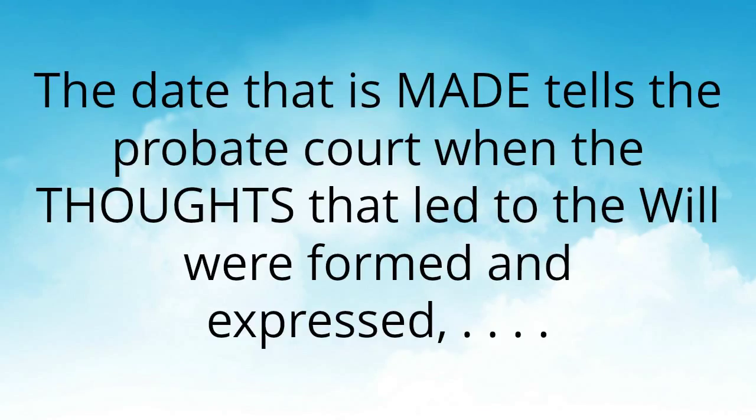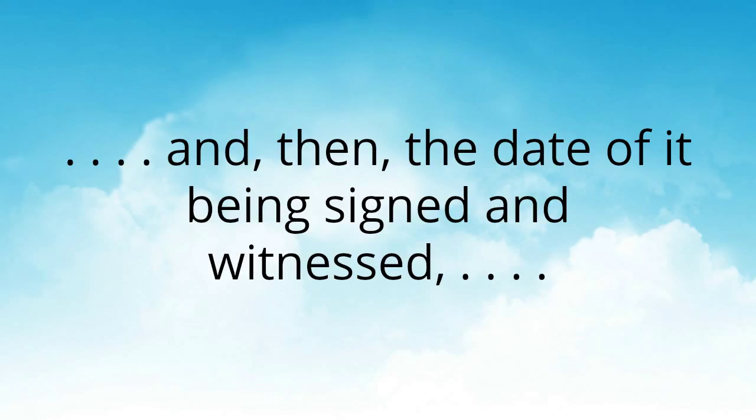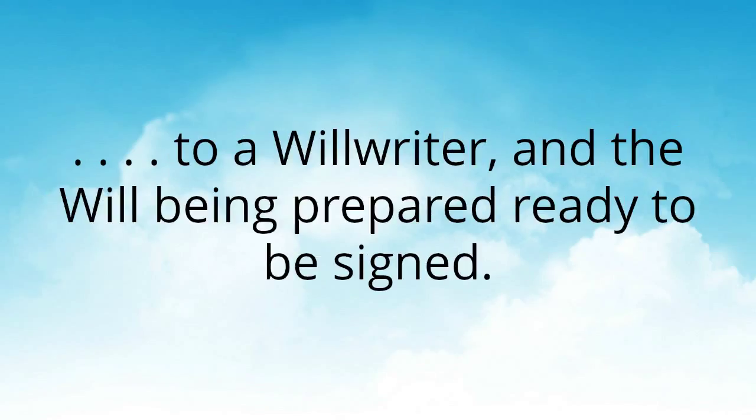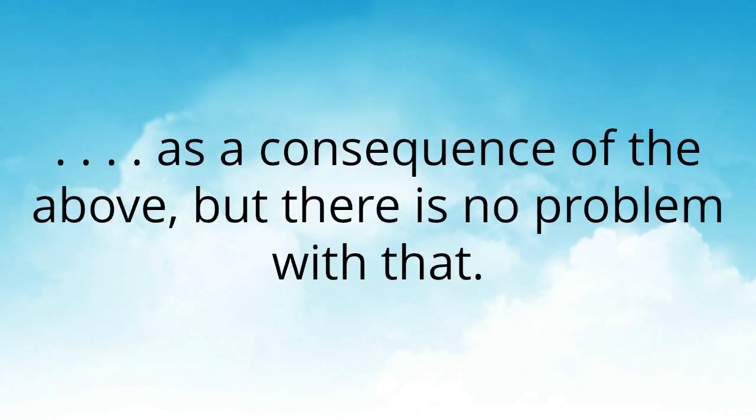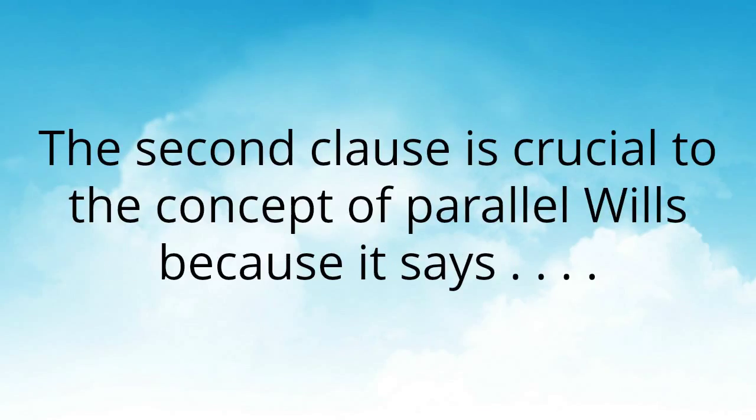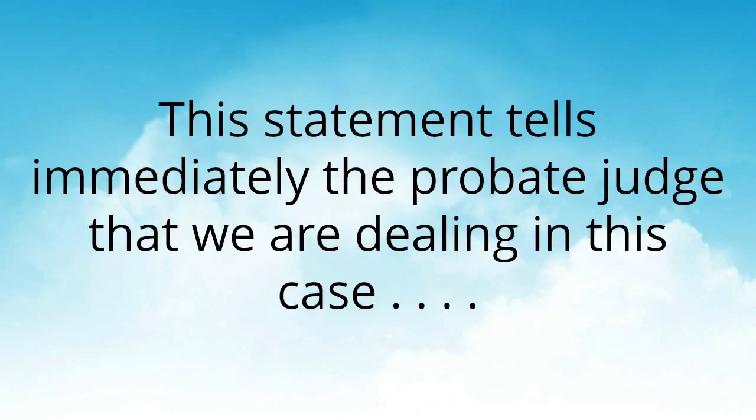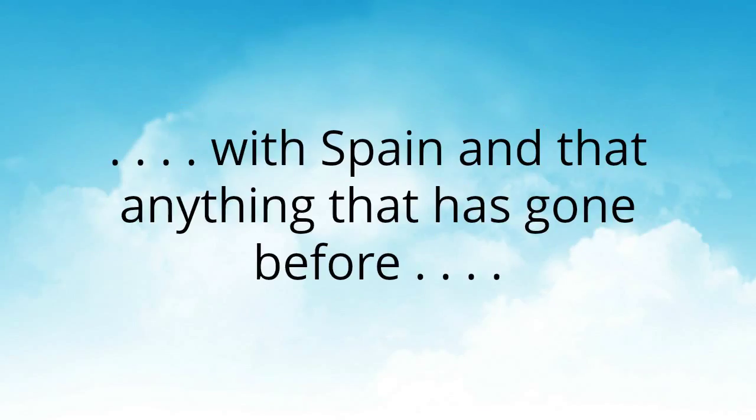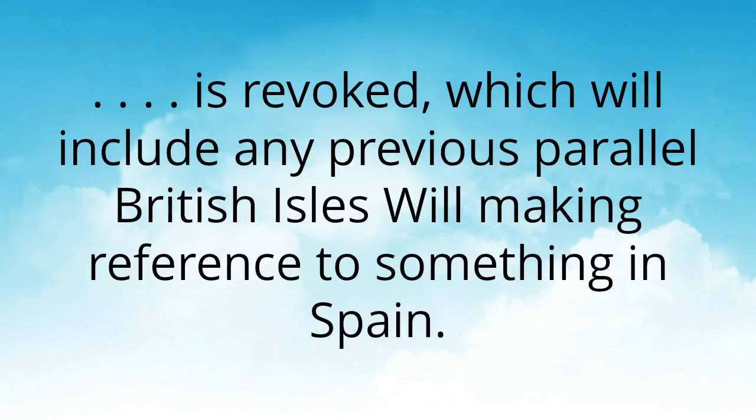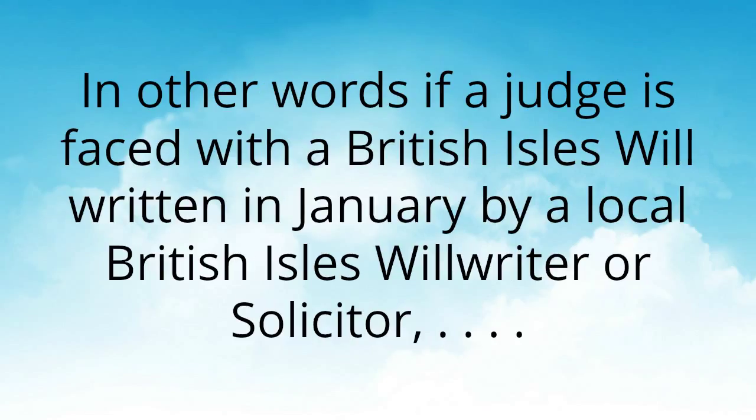The second clause is crucial to the concept of parallel wills because it says, I hereby revoke all former wills and codicils made by me in respect of my property in Spain, and I further declare that. This statement tells the probate judge immediately that we are dealing in this case with Spain, and that anything that has gone before it is revoked, and that will include any previous parallel British Isles wills making reference to something in Spain, or any Spanish wills, or any Spanglish hybrid wills. All of those become wiped out, revoked, by the second clause.